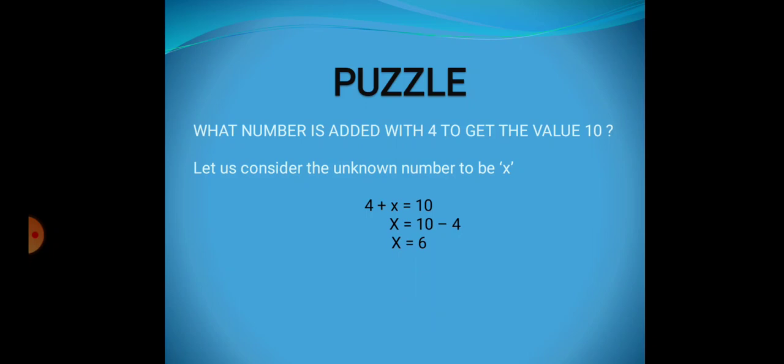And as you see here, this equation 4 plus x is equal to 10 has one unknown variable, and it is taken as x. And the highest power of the unknown variable is 1. So this equation has one variable x and its highest power is 1. So these kinds of equations are called linear equations in one variable, or even it is represented as a first degree equation in one variable.